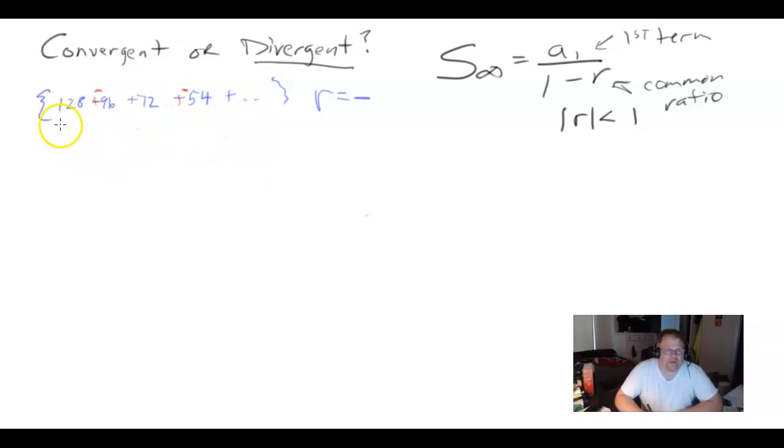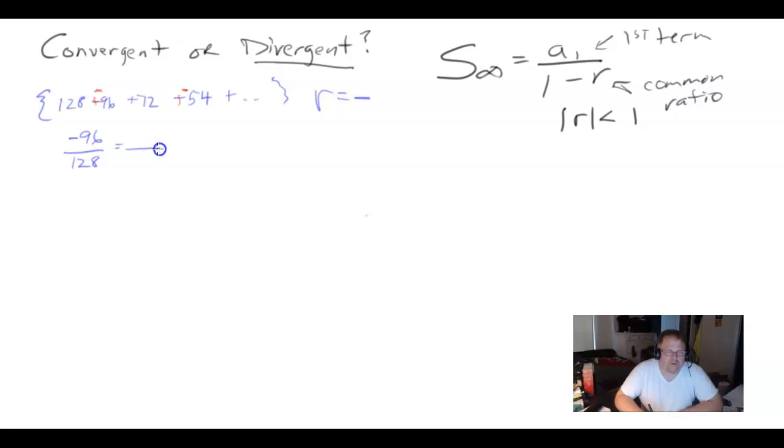You want to see what it really looks like. So now it's 128 plus negative 19 plus 72 plus negative 54. Now you can see the negatives. I've kind of divulged them, if you want to think of it that way. All right, so we are going to figure out what R is. And again, what I told you to do is take the second term and divide it by the first term.